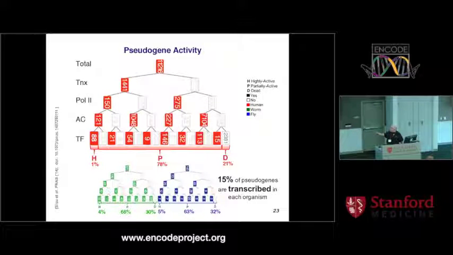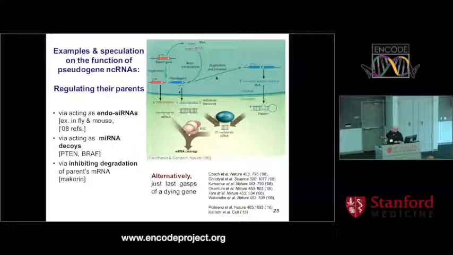But there's a whole spectrum in the middle where they're partially active, where maybe you don't see polymerase, but you do see transcription, and you do see some sort of active chromatin mark. So the consequence is that there are a lot of pseudogenes that aren't functional in terms of the original protein-coding gene role, but potentially have acquired some new function, and this is one form of pervasive transcription. And this is some examples. In the literature, there are known specific cases of transcribed pseudogenes that have been known to acquire new functions, such as endogenous siRNAs, microRNA decoys, and so on.